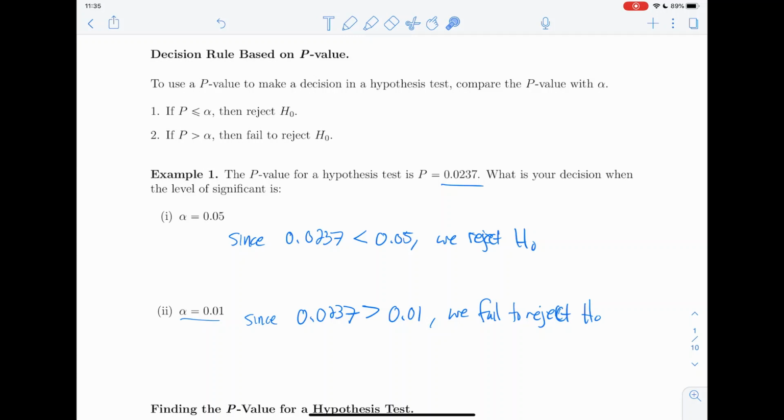Whereas if it's less consequential, if you make a type 1 error, that is, if you end up rejecting a null hypothesis that was actually true, then maybe your significance level can be a little bit higher, like, say, 5%.